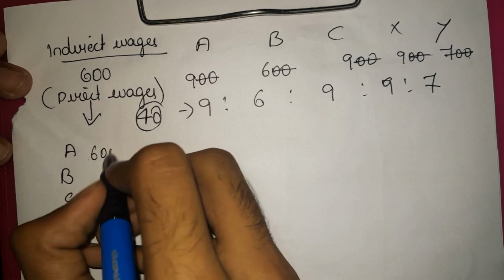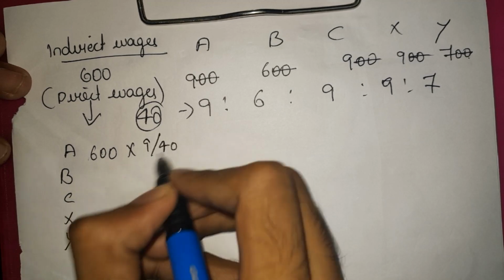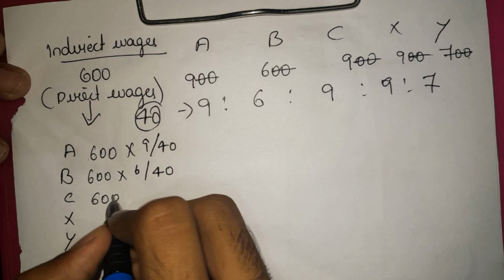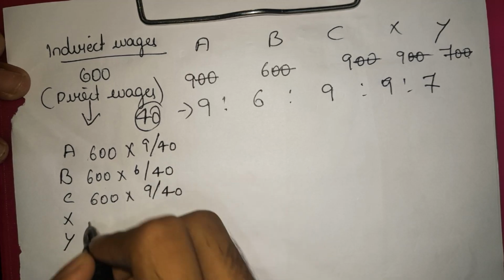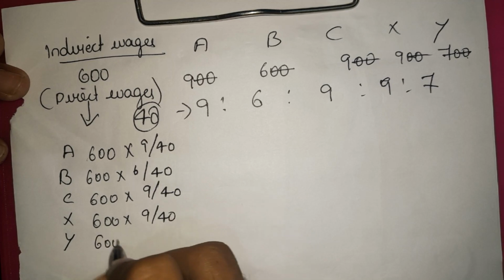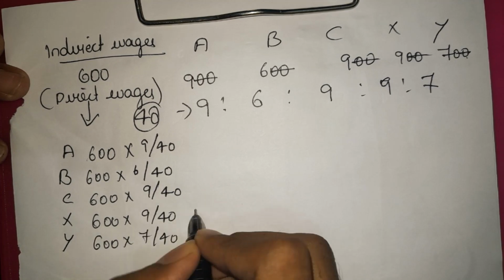So A department, it will be 600 into 9 by 40. B department, it will be 600 into 6 by 40. C department, it will be 600 into 9 by 40. X department, it will be 600 into 9 by 40. Y department will be 600 into 7 by 40.